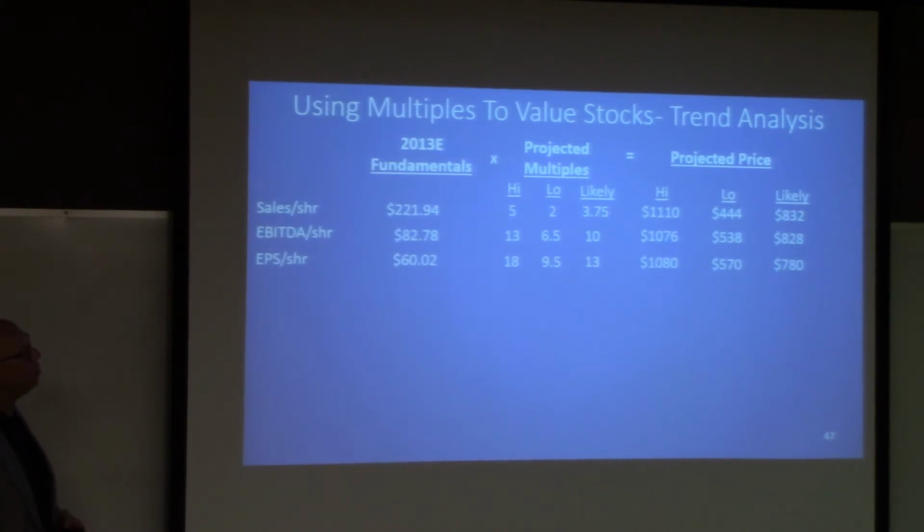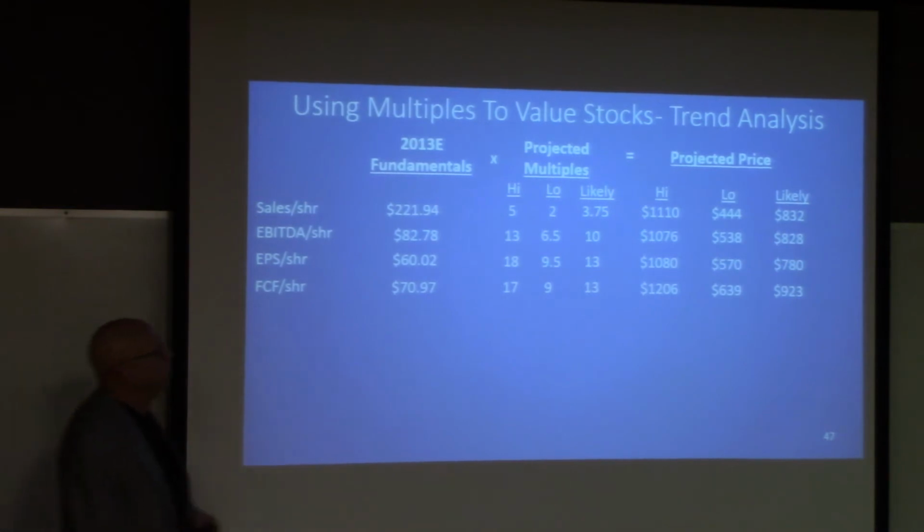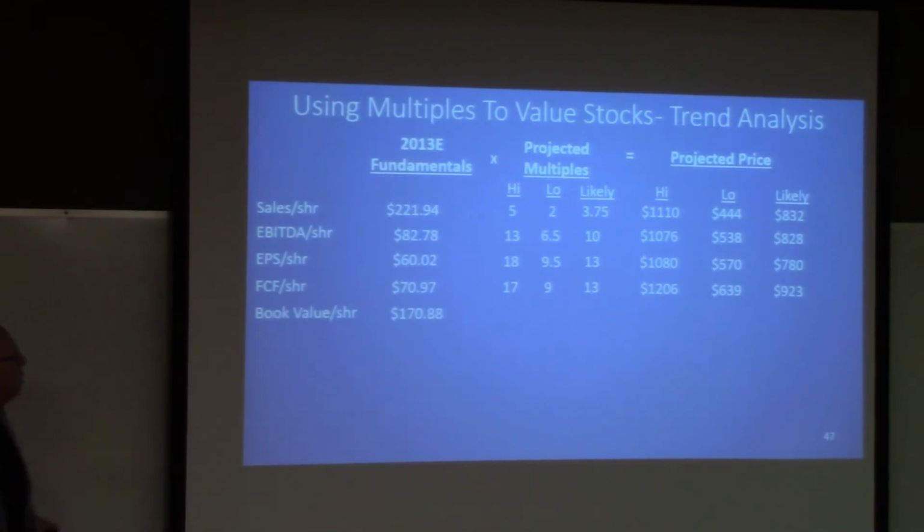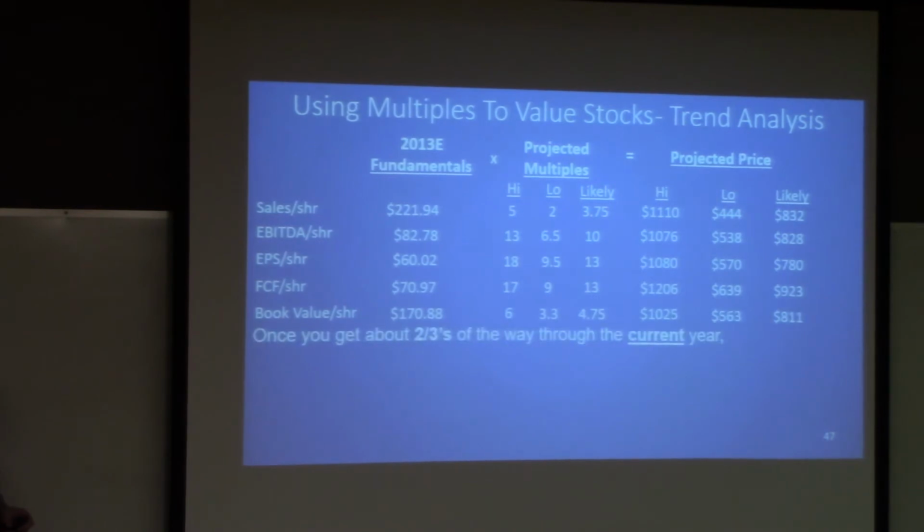Notice how close those prices are. Free cash flow. Okay, not too far off. All right, and our book value. Using book value. So here are all the multiples.